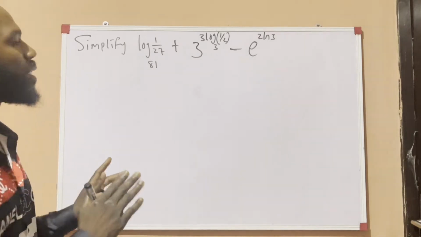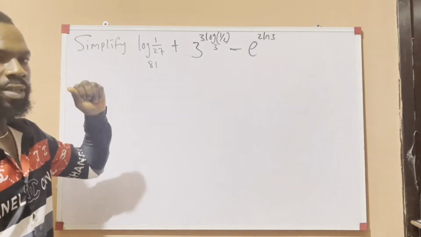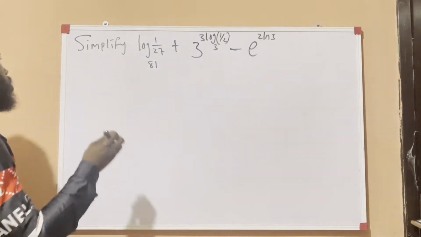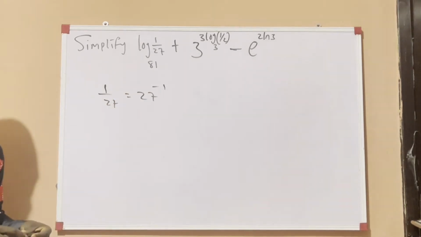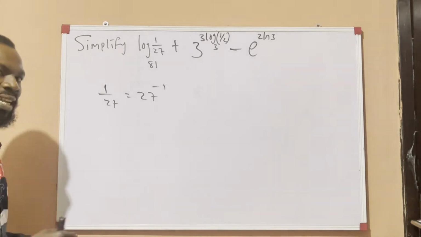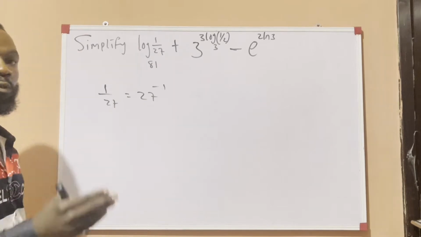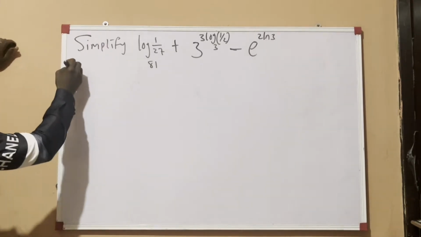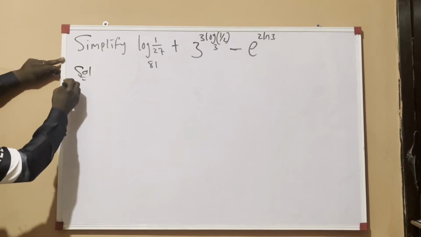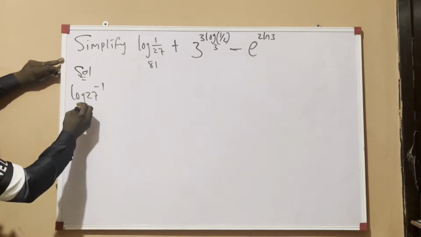Okay, let us take these maths one after the other. The first thing I have here is log 1 over 27 base 81. Now, 1 over 27 can also be written as 27 raised to the power of minus 1 according to the law of indices, negative power law. So, in place of 1 over 27, we are going to write 27 raised to the power of minus 1. So here becomes log 27 raised to the power of minus 1 to the base of 81.